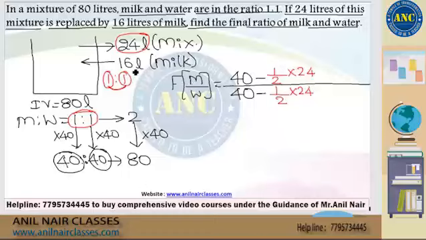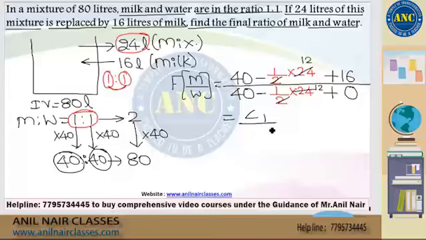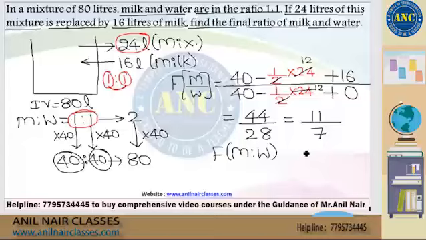In this particular question I am adding 16 liters of milk. Am I adding any water? No, I am not adding any water. Water quantity added is 0. If I simplify, this is nothing but 12 times, and this is also 12 times. So it is 40 minus 12 is 28, plus 16 is 44, divided by 28. This can be further simplified as 4 into 11 over 4 into 7. Final ratio of milk and water is 11:7.